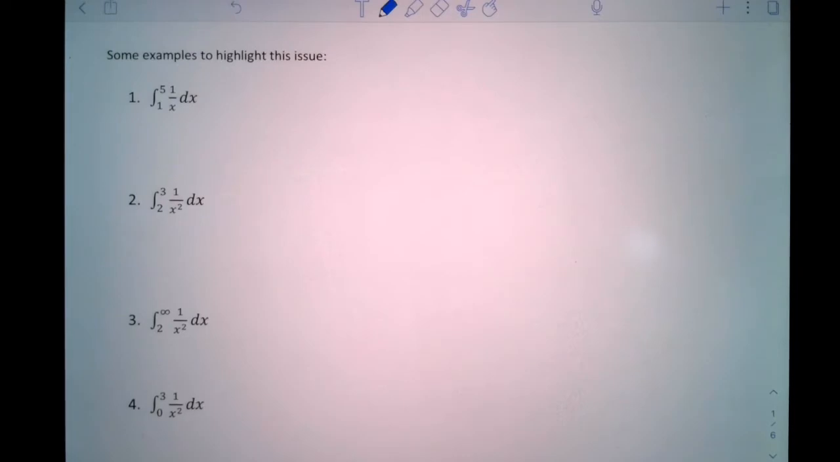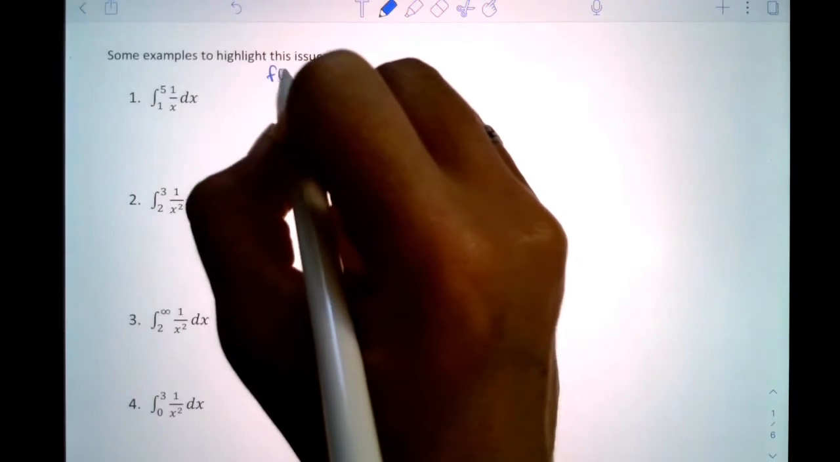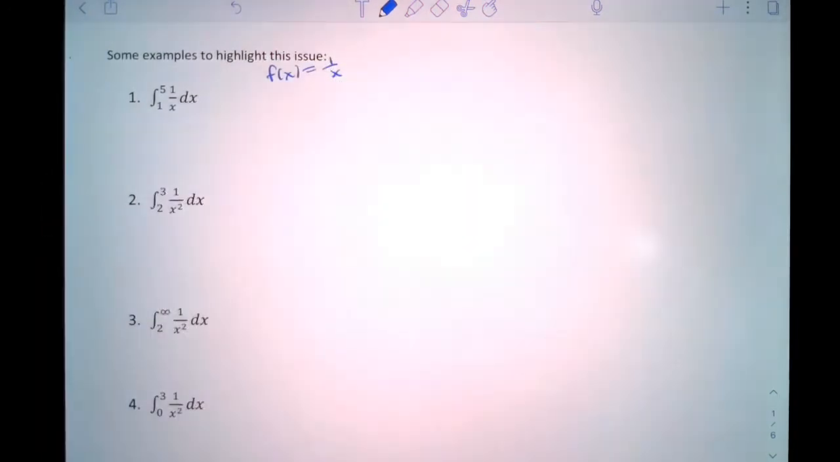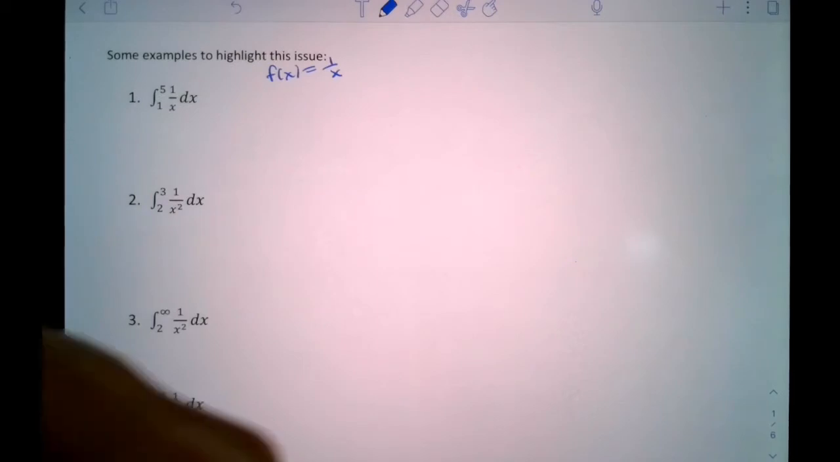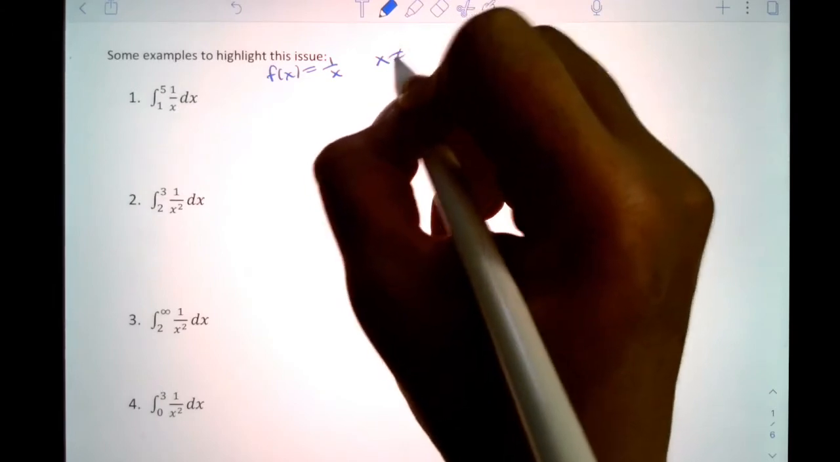There is no problem with this definite integral. If you think about the function 1 over x, as we described before, that is not a continuous function everywhere. It does have a domain problem where x is 0. So you have to kind of steer clear of x equals 0.